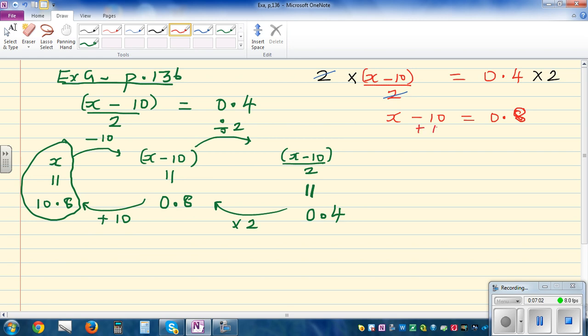Okay, and the opposite of negative 10 is plus 10. So adding 10 to this side, so adding 10 to this side. So this and this gets cancelled. So x is 10.8.